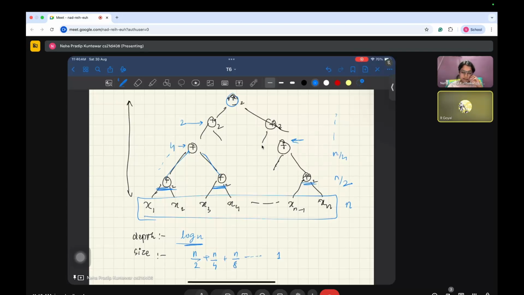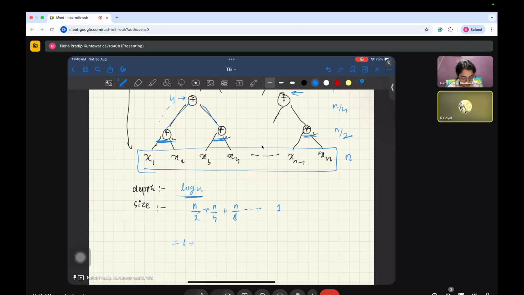So the size would be 1 plus 2 plus 2 square and so on, up to n by 2, which is 2 raised to the power log n minus 1 kind of. This will come out to be of the order of 2 to the power log n, and that is of the order of n. So size will be of the order of n. So this is order n.